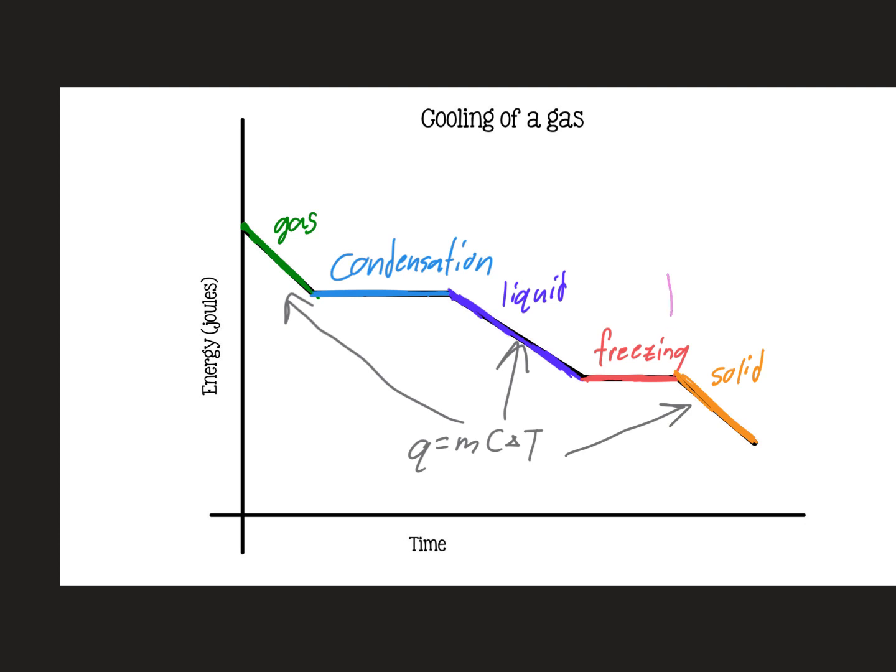The process of freezing takes us between liquid and solid, so we're going to use Q equals m H sub F for heat of fusion. Condensation, the process of taking a gas and turning it into a liquid, uses the heat of vaporization. So Q equals m H sub V.